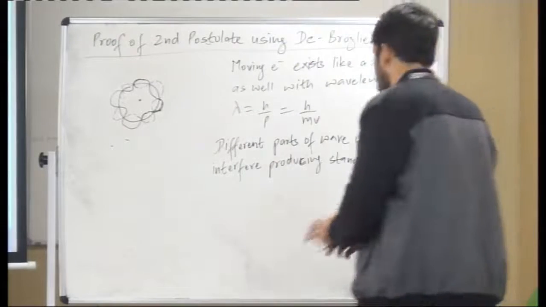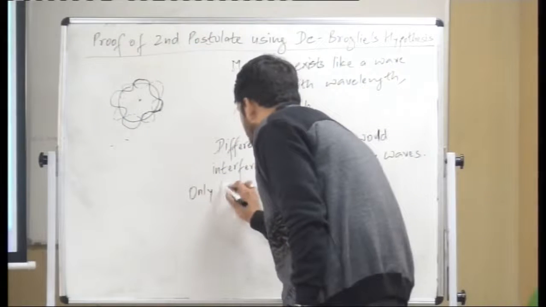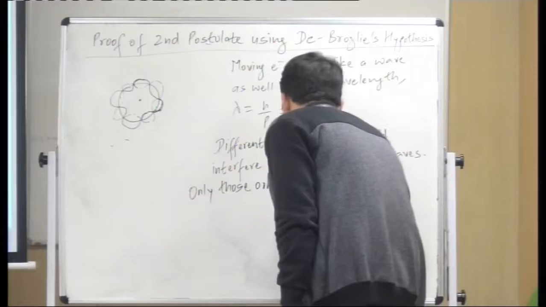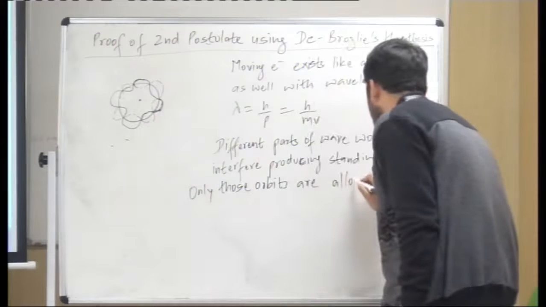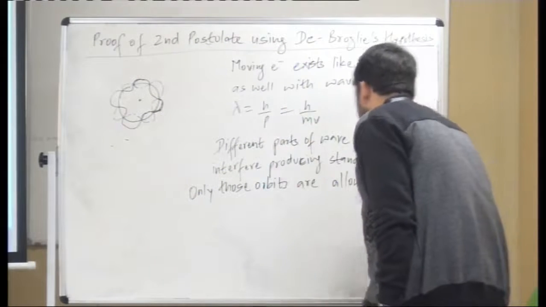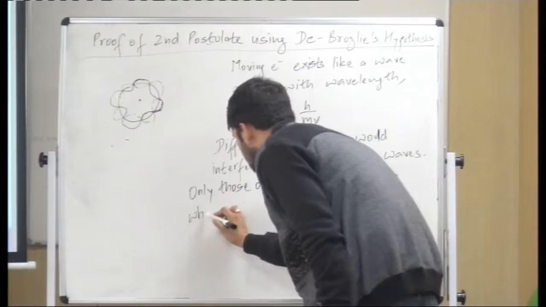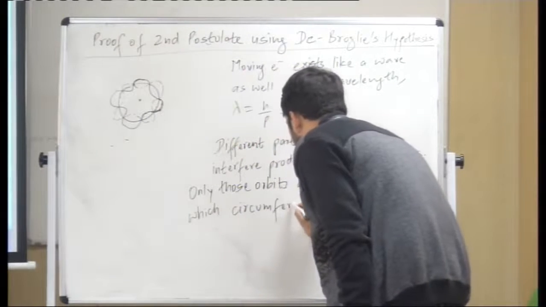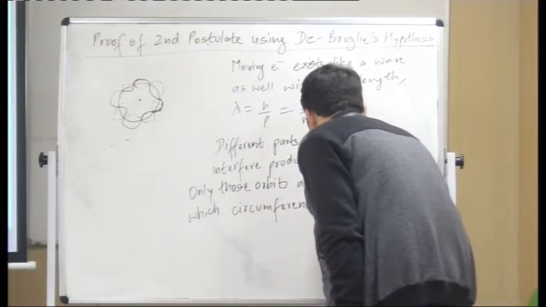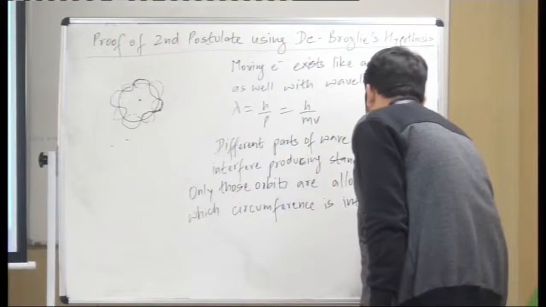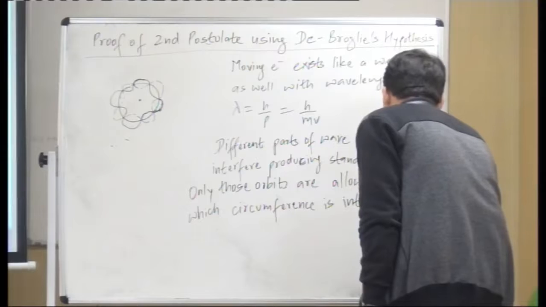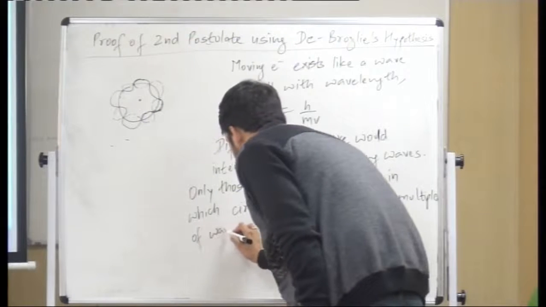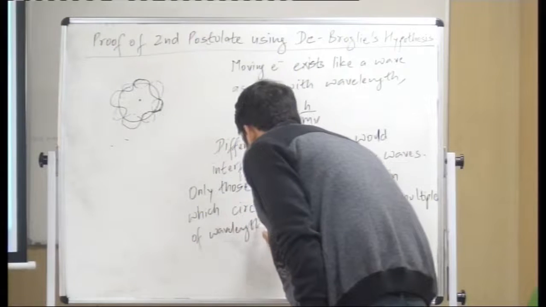So for which you can say only those orbits are allowed in which the circumference is an integral multiple of wavelength.